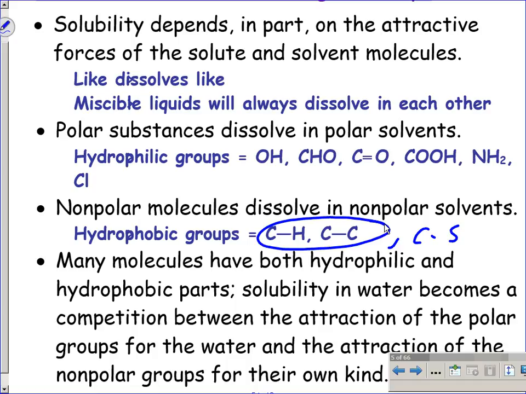So is it polar or nonpolar? Nonpolar. So it'll dissolve really well in what? Oil and fats and benzene and other nonpolar solvents, but it will not dissolve very well in water. Okay? Why would that be important in the human body?